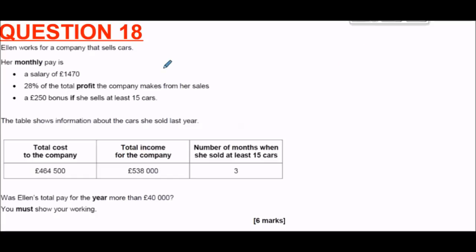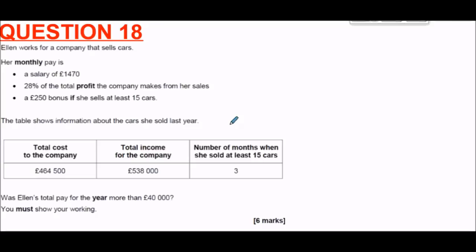Question 18. A 6-mark beastie of a question. Lots and lots of marks. So it might appear intimidating, but let's just do it one step at a time. So she works for a company that sells cars. So she must think she's really important. Her monthly pay is a salary of £1,470, 28% of the total profit the company makes from her sales, and a £250 bonus if she sells at least 15 cars.